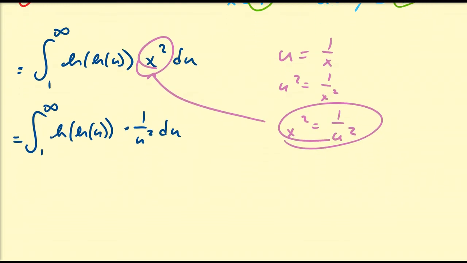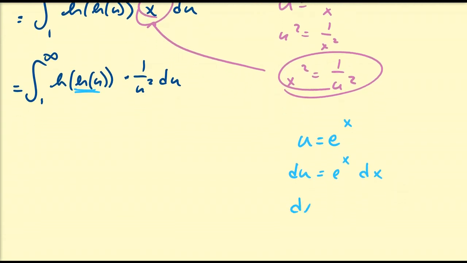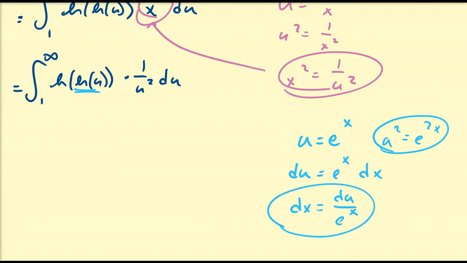Alright, cool. So from here I'm going to do a u substitution again. Now I'm going to let u be equal to e to the x, I believe is the best substitution. So du is going to be equal to e to the x dx. So dx is going to be equal to du over e to the x. U squared is going to be equal to e to the 2x as well, so we'll use these two facts.